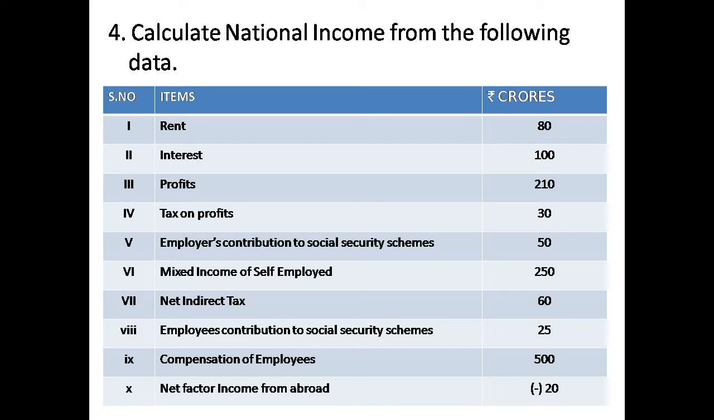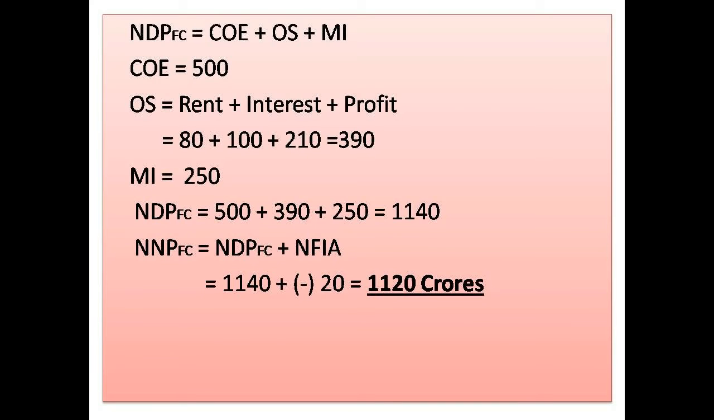They will give many items which are not needed for us. You can ignore them. Mixed income of self-employed is given in the problem. So that can be directly taken. OS is not given, but they have given rent, interest and profit. Tax on profit is given, we don't require it because profit is already given. So rent, interest and profit, these three components if you add up, you will get OS. Have a look at the solution for this problem.